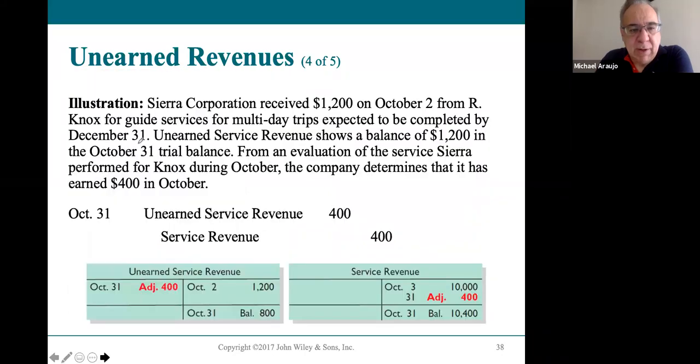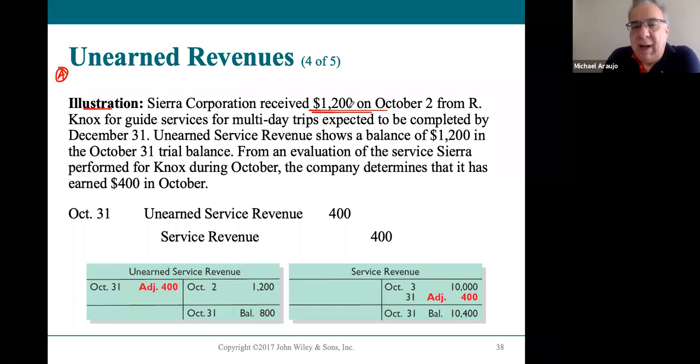Okay. So here's the illustration, and this is the very last one that you have to know. There are 4 deferrals that you have to know. This is the 4th one. So you probably remember our Sierra Corporation very well. There's a guy, or I'm just going to call him a guy, Arnox, that early in October gave Sierra Corporation $1,200 cash for guided services to be completed in the next few months. As you probably remember, Sierra Corporation recorded that as a debit to cash and a credit to unearned revenue.